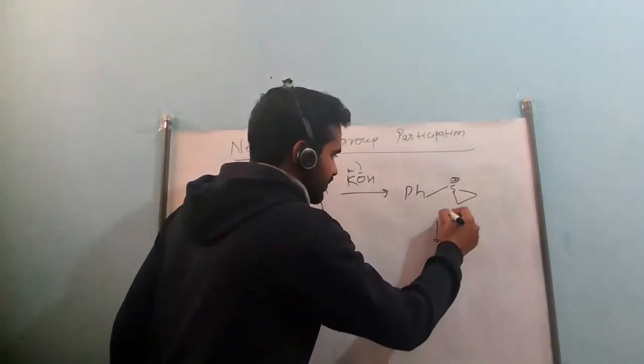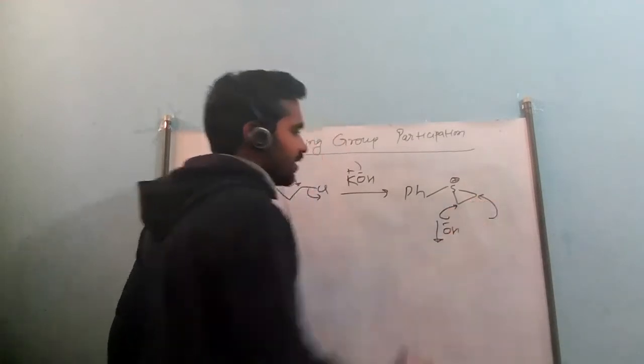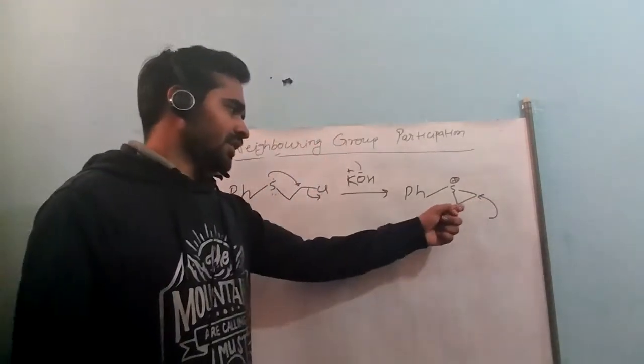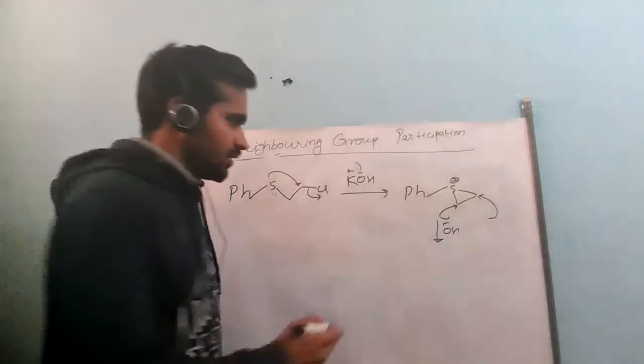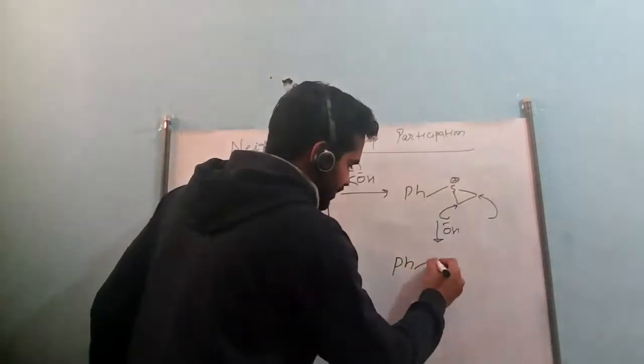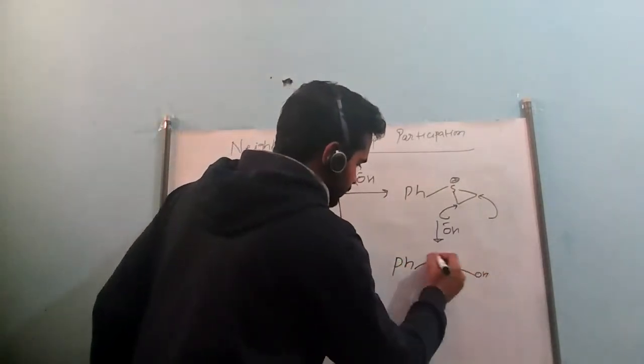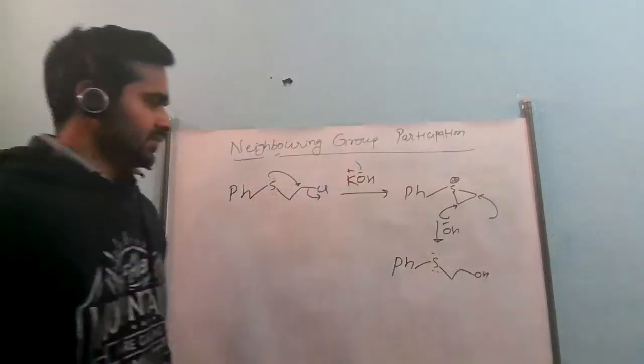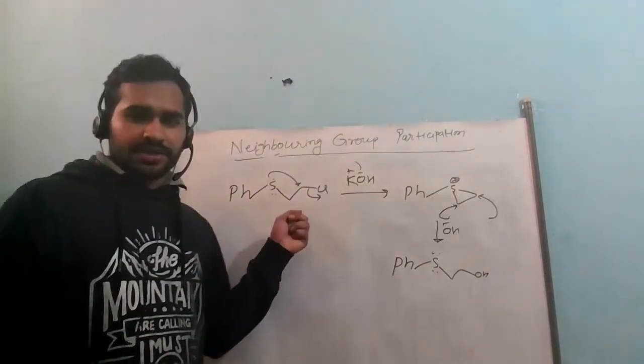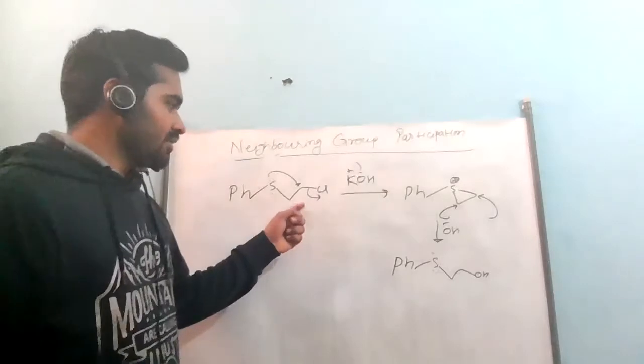And in the solution we have OH minus. So this OH minus will attack either here or here. We will get the same product, and the product will be PhS, this one. Clear? So in this reaction, there are certain points that we will see.